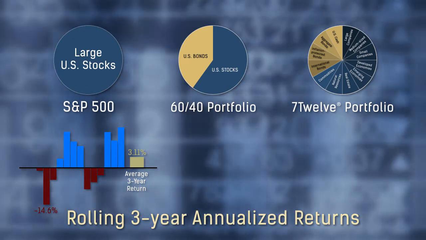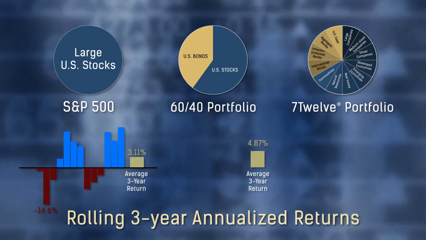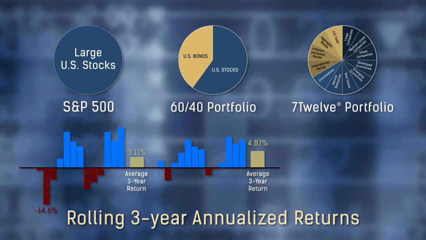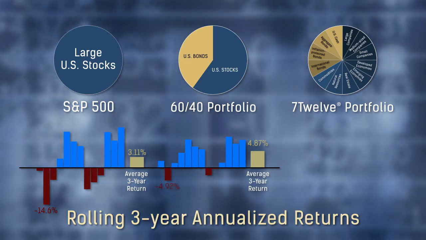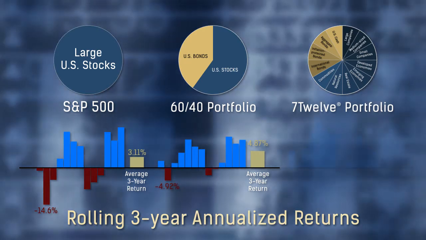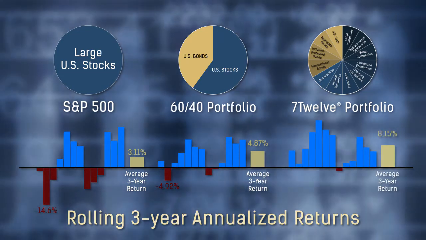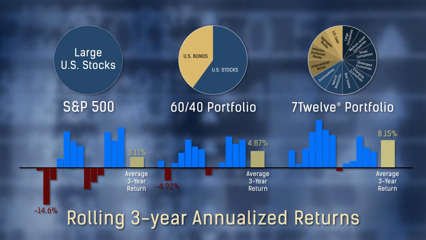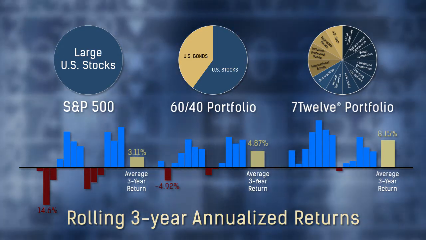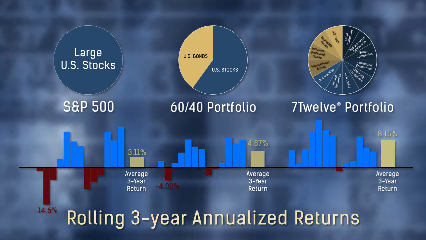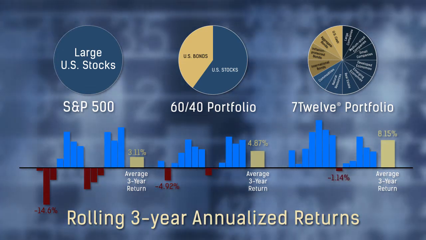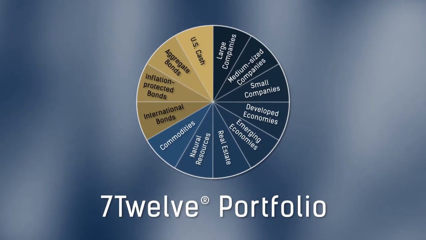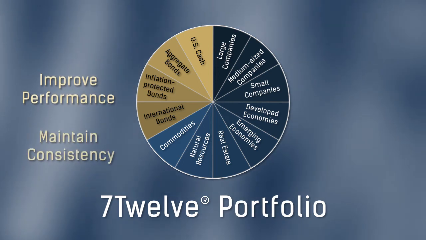Ouch! The 60/40 portfolio averaged 4.87% over the 13 3-year rolling returns, and 3 of the rolling 3-year returns were negative, the worst of which was negative 4.92%. Finally, the 7/12 portfolio had an average 3-year rolling return of 8.15%. Of the 13 3-year rolling returns, the 7/12 portfolio had only one slightly negative annualized return of just negative 1.14%. These results clearly indicate that the increased diversification of the 7/12 portfolio can help improve performance and maintain consistency while also reducing risk.